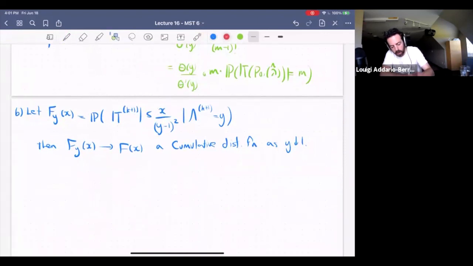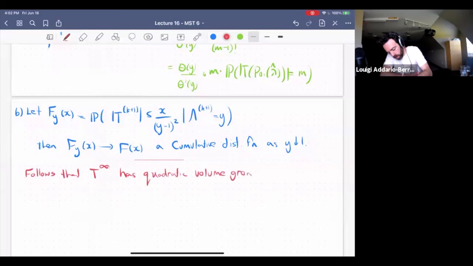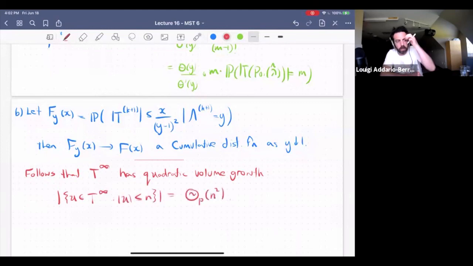From this, I won't do the details, I don't have time, but you can prove using just this exercise that T infinity has quadratic volume growth. Which is to say that if I look at the number of vertices in T infinity whose distance from the root is at most n, this grows like n squared in probability.